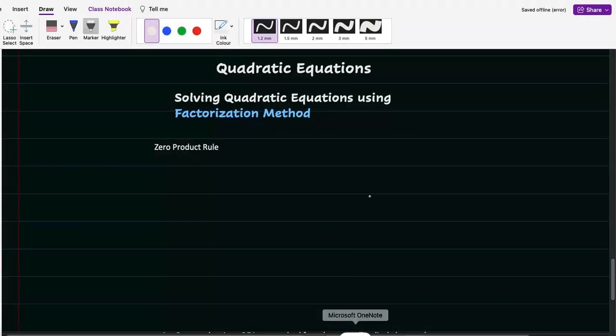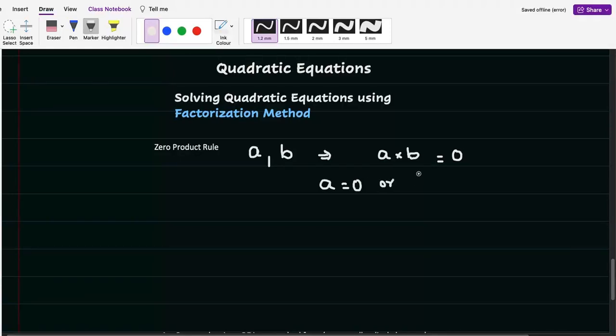Before we start the steps of solving, we need to know one rule, that is the zero product rule. What does it say? It says that if you have two real numbers a and b, both real, and you multiply them and the product comes as 0, it means either a is 0 or b is 0. Then only the product comes as 0. So a is 0 or b equal to 0, or both can be equal to 0. This rule is important while solving quadratic equations using the factorization method.